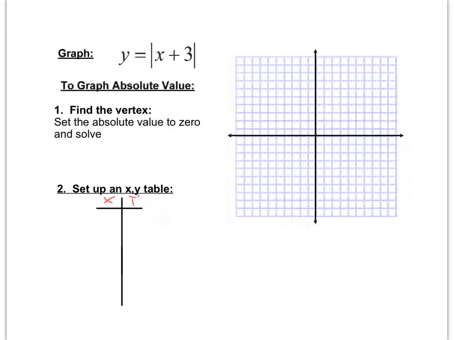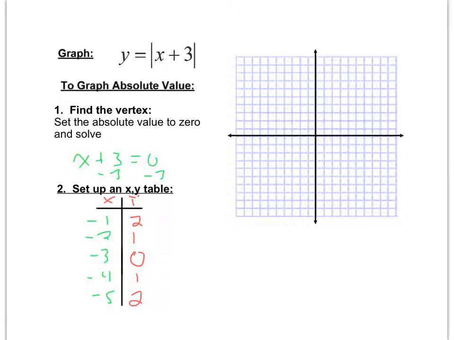So what's inside the absolute value? It's x plus 3. X plus 3 is equal to 0. I'm going to solve that for x by subtracting 3 from both sides. So I now know that x is equal to -3. I'm going to put that at the middle of my chart, and go a couple of points above and a couple of points below. So I'm going to go -2, -1, -4, and -5. So I'm going to get 5 values for y when I plug in those x's. Go ahead, you guys do that right now, and I'll be right back.